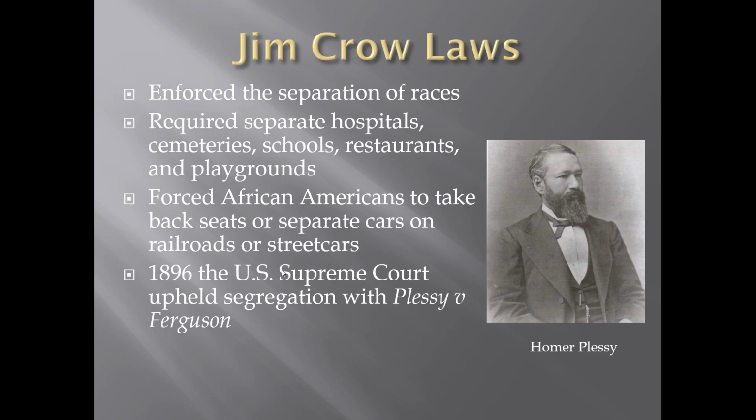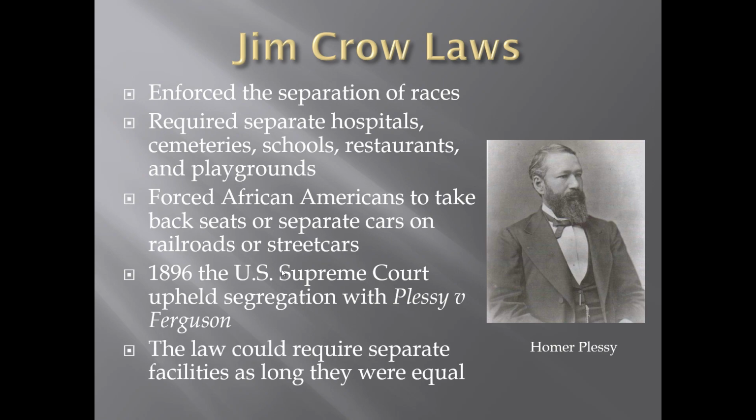Okay. Also during this time, southern states are going to start passing what we call Jim Crow laws. You guys may have heard of this. These were the laws that enforced the separation of races. So it required separate facilities for white and African American citizens in the South. This went down to everything: hospitals, cemeteries, schools, restaurants, playgrounds. Later, public facilities like restrooms, drinking fountains, pools. African Americans would have to sit in the backs of railroad cars or streetcars. Later, when we get buses, sit in the back of buses.